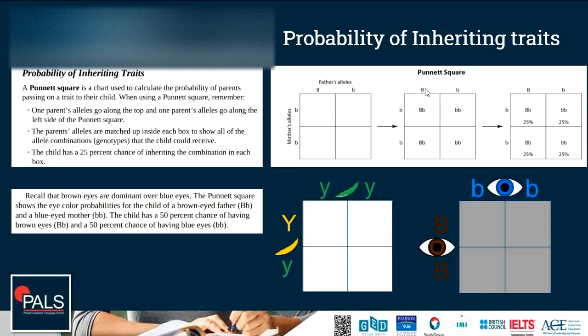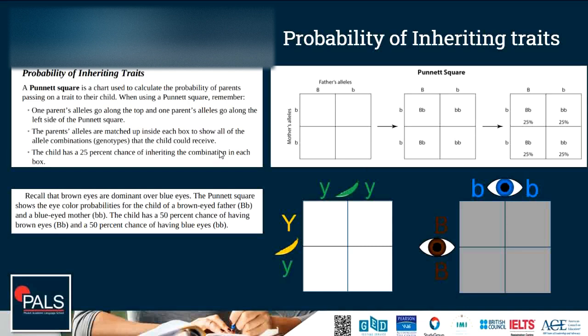Now the father could pass on his big B for brown eyes, the dominant allele, to his child, or he could pass on the blue eye allele, the recessive allele, to his child. The chance for this happening is a 50-50 chance. And then we see the different possible outcomes. Each box or each field in the Punnett square represents a probability of 25%. We have 4 boxes, they have to add up to 100%. So we can see each box equals 25%.